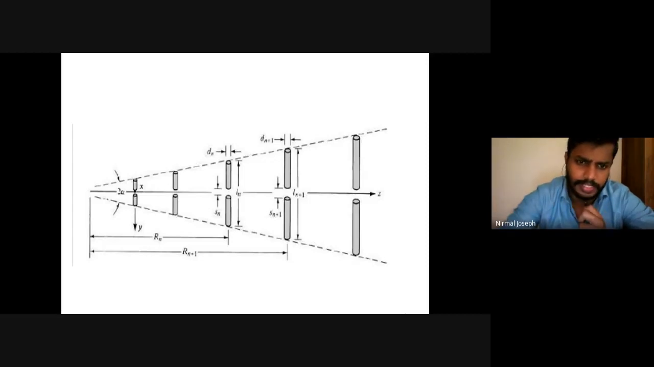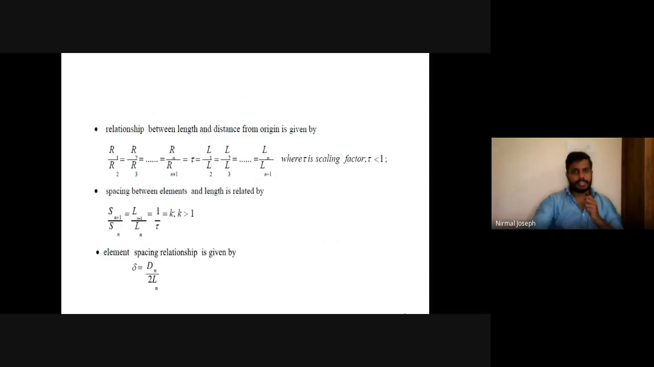You should understand the difference between Sn and Ln. Sn is the spacing between two legs of nth element, and Ln is the entire length of nth element. Here we are going to say that there is a relation between Rn and Ln, or the ratio between Rn and Rn plus 1 will be equal to Ln and Ln plus 1. That is our basic idea.